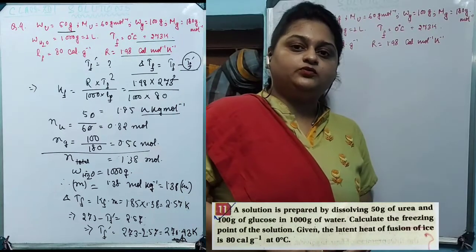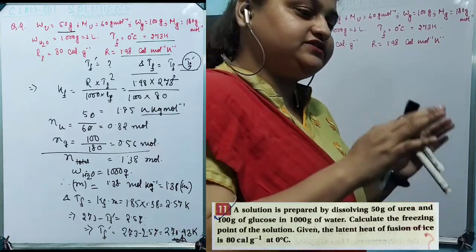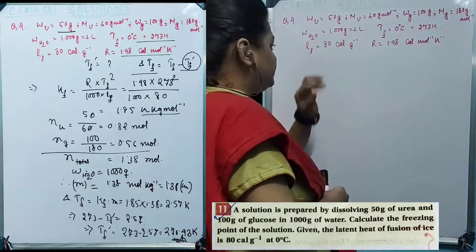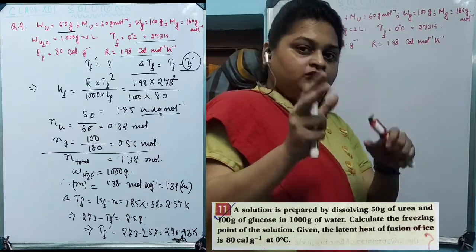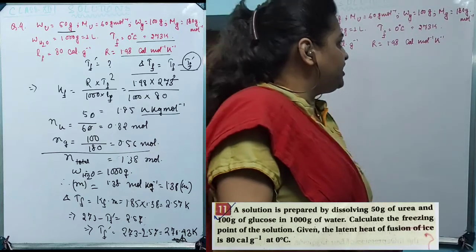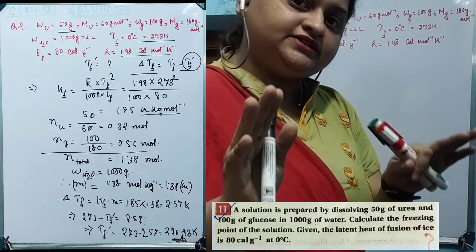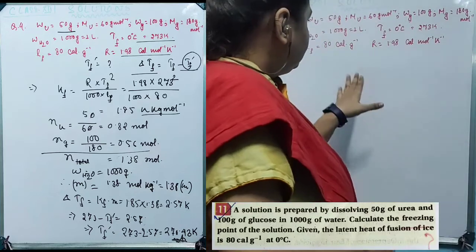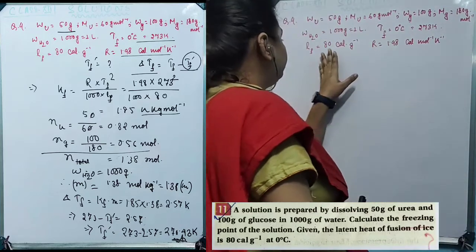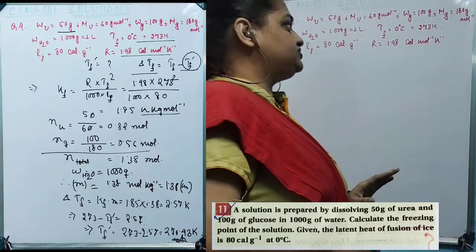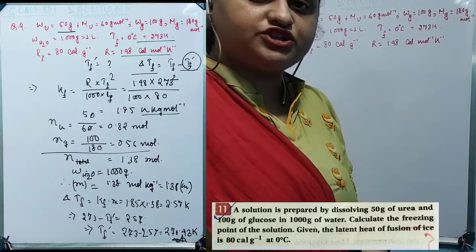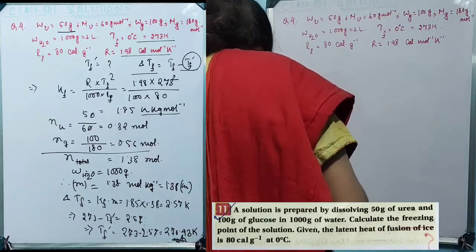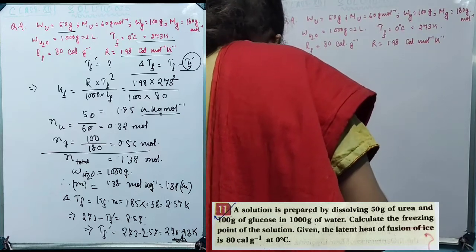The next mathematical problem: the information given is that urea and glucose have been dissolved in 1000 gram, that is 1 liter, of water. The amount of urea dissolved is 50 gram and the amount of glucose dissolved is 100 gram, and the solution is made. The latent heat of fusion is 80 calorie per gram, which is also given. Now they have asked you to calculate the freezing point of the solution.